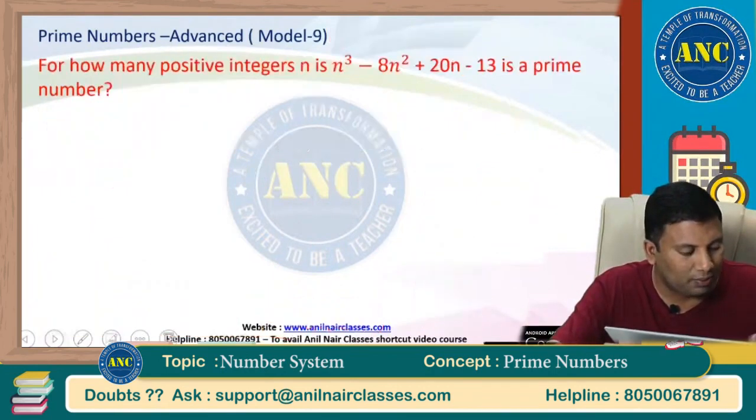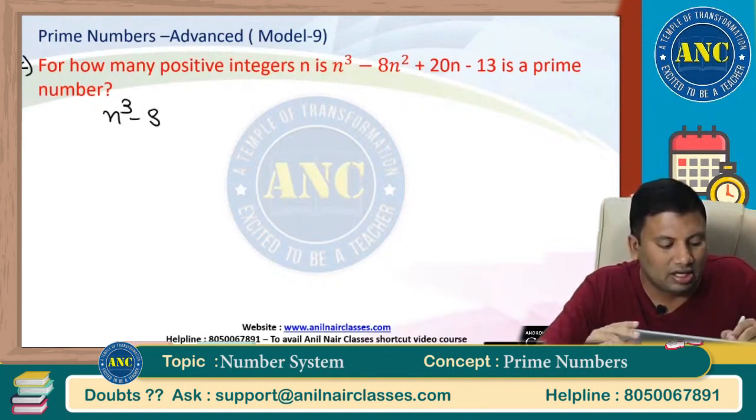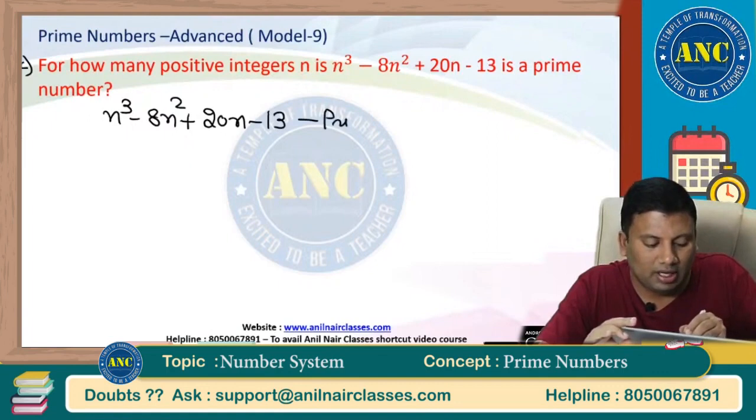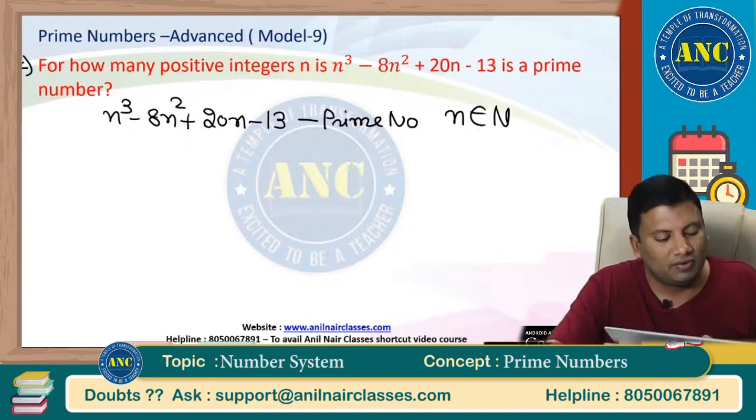Third question, I hope it is clear. Next one. For how many positive integers is the cubic expression n cube minus 8n square plus 20n minus 13 a prime number? This has to be a prime number. How many natural number values will n take?